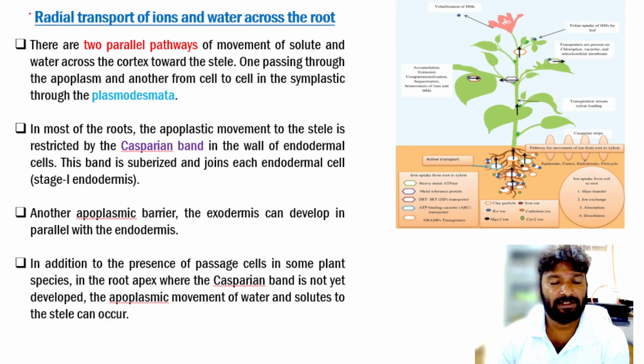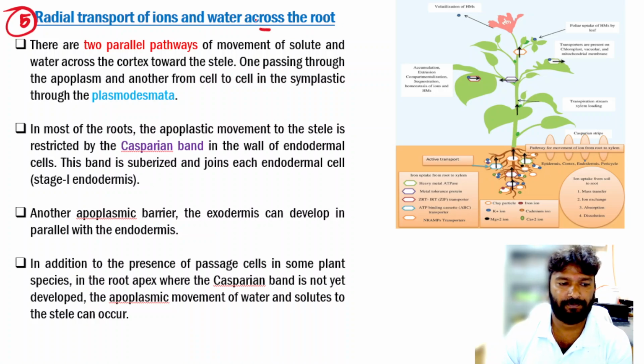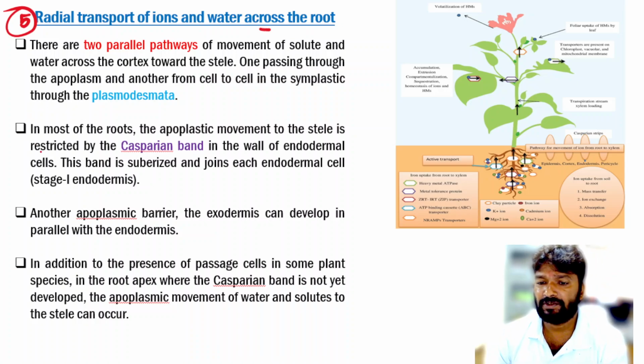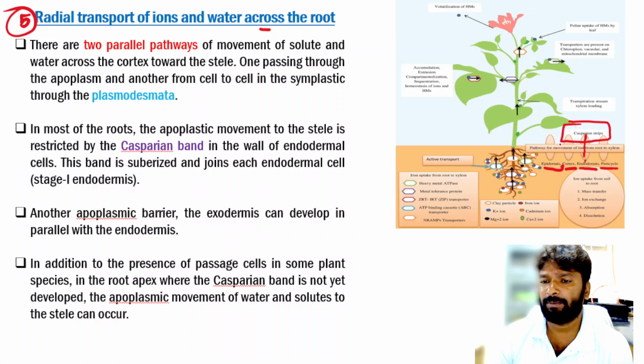Now the next process is the radial transport of ions and water across the root. Okay, so friends, you know that this is a root. In the root, this is the epidermis, cortex, endodermis and pericycle. So sometimes there are Casparian strips present in the endodermis, which block the pathway of mineral nutrients.